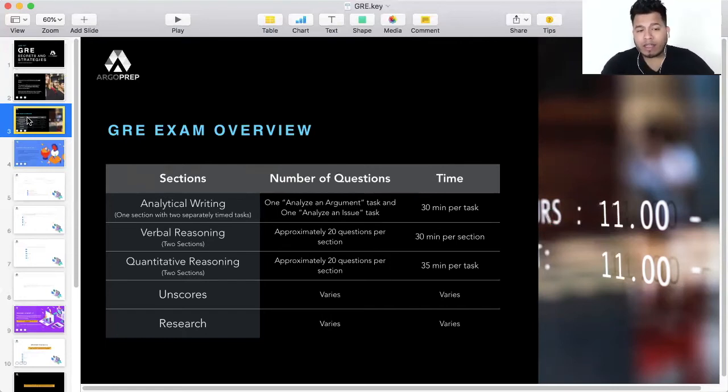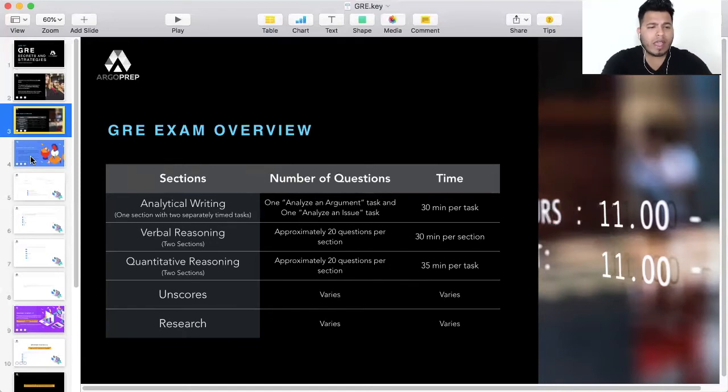Okay, and of course you have an unscored section. Please don't try to guess what the unscored section is. You will not know. You don't know. So please take every section seriously. And then you have a research section, which is always at the end of the exam. This is just for testing purposes. They're gathering data to continually improve their exam year after year, or I should say every several months.